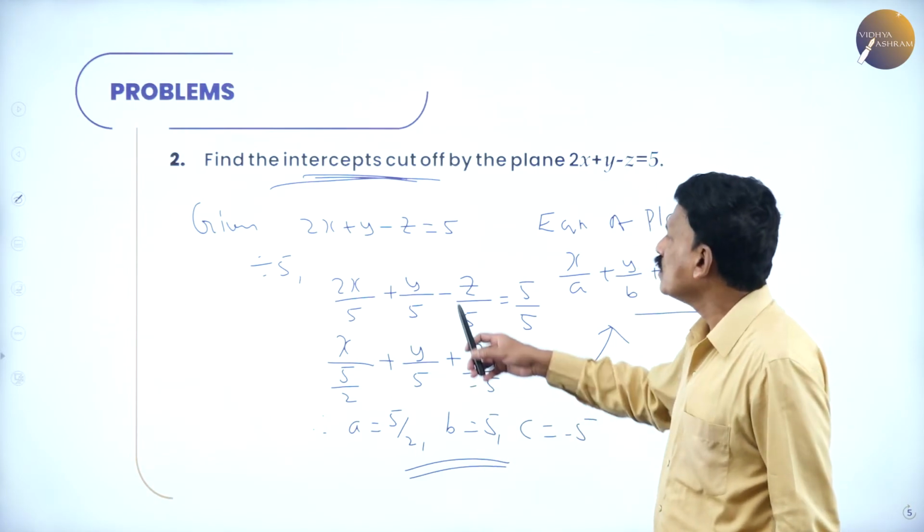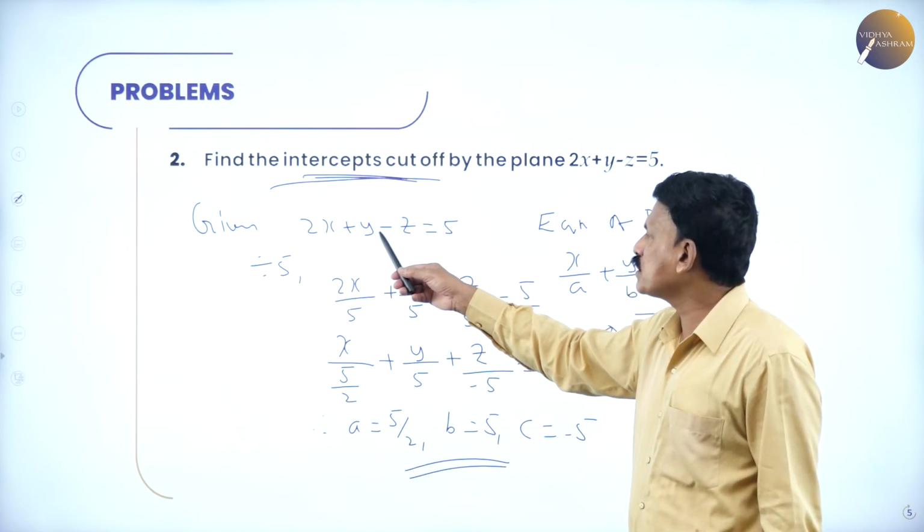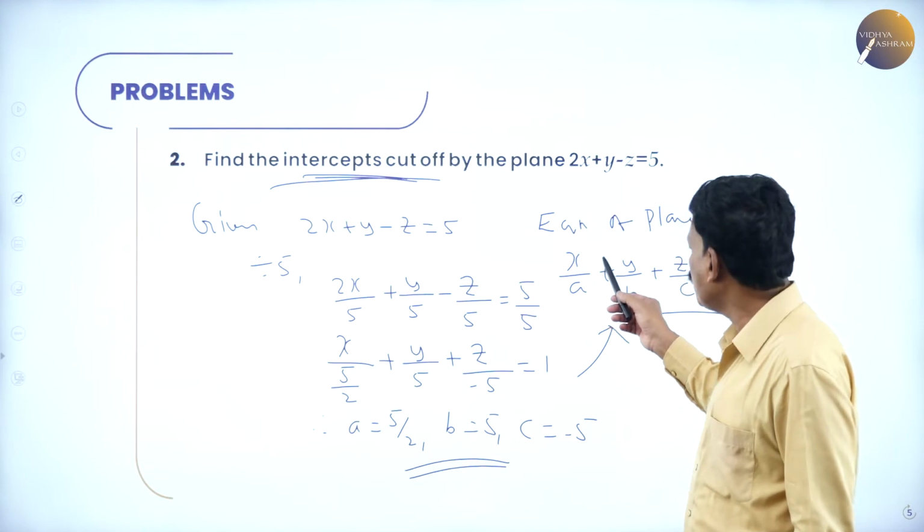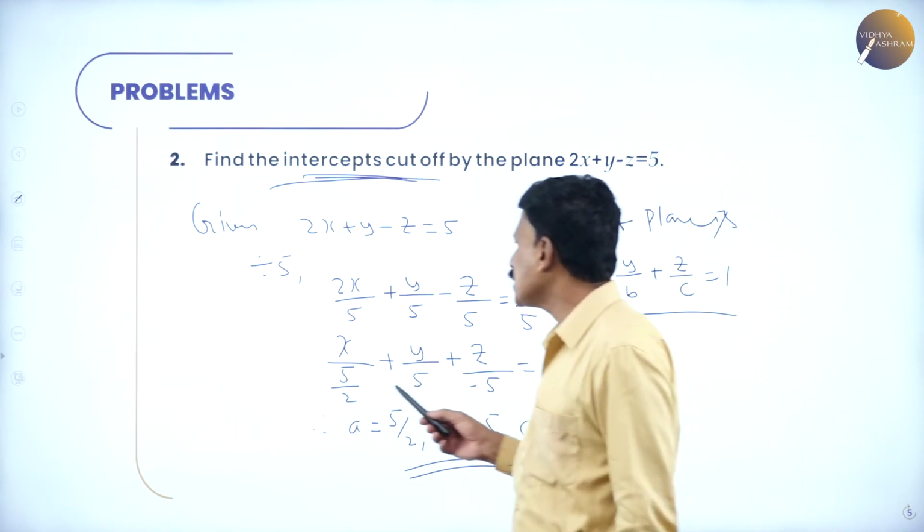See here. Now what is the equation given? 2x plus y minus z is equal to 5. The required equation of the plane is in the form x by a plus y by b plus z by c is equal to 1.